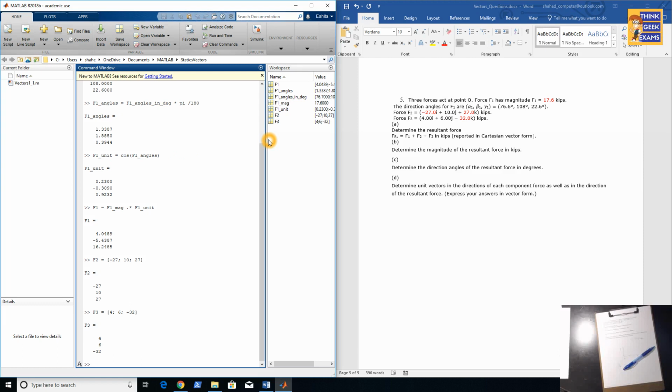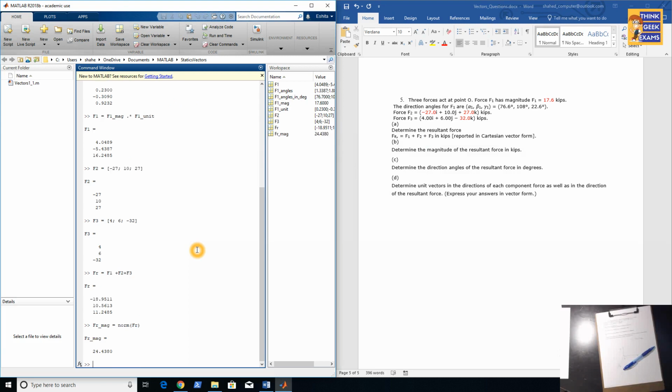So our resultant vector FR is going to be F1 plus F2 plus F3, and this is our final answer in the Cartesian vector form. So this is answer A. So next thing is we need to find the magnitude of our new vector, and that we can calculate by just doing the norm of it, and that's 24.4380 in kips.